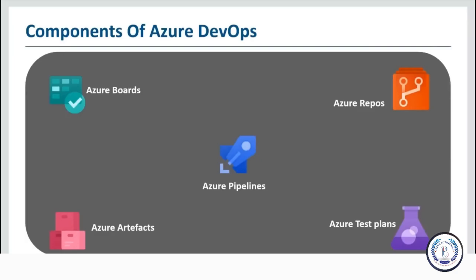Next is Azure Test Plans, which we haven't covered. I just wanted to give you an idea of what a test plan is. A test plan is where you can run your automated, manual, and exploratory testing under Azure Test Plans. And finally, you have Azure Artifacts, in which you can store some dependencies. So this is the overall picture of Azure DevOps.